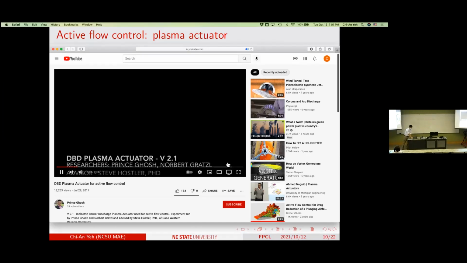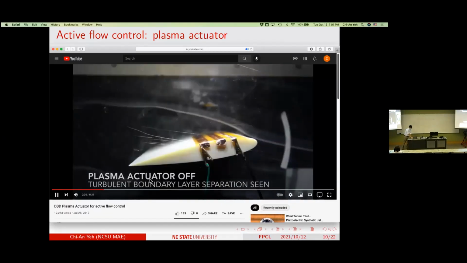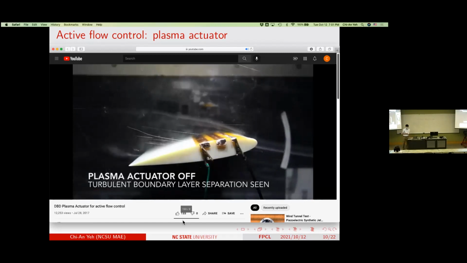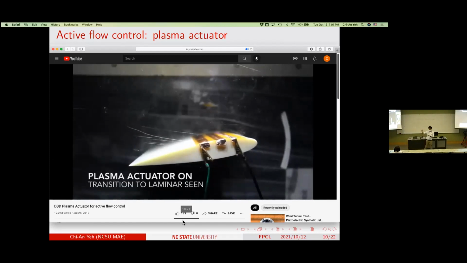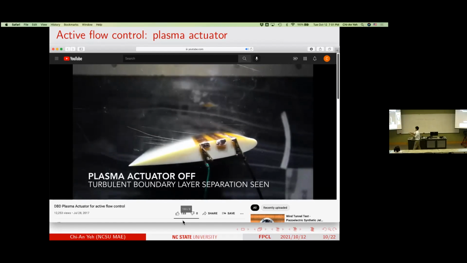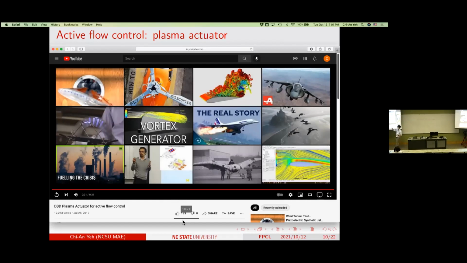I don't think this one has the movie. You see, this is a separation state, right? Now they have the plasma actuator on. This ended up creating a magnetohydrodynamic force that pulls your flow towards the surface of the airfoil, right? Once that is relieved, the flow separates again, and the separation region becomes fully turbulent.